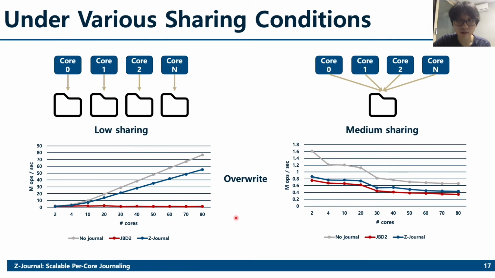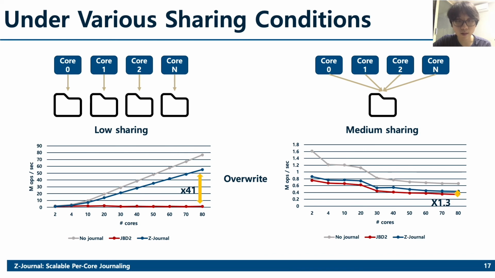This graph is the result of low sharing overwrite. It was the most favorable workload in FxMark, because this is where the file system scalably performs, but the resulting performance is poor due to serialization at the journal layer. This graph is the result of medium sharing overwrite. The file system scalability was poor due to sharing, and the performance of the journal layer was also poor for the same reason. Even in this case, Z-journal gained 30% performance improvement at 80 cores compared to JBD2 through its parallel journaling mechanism.